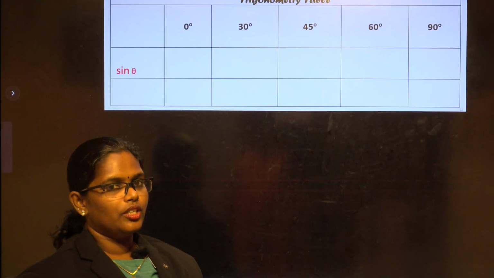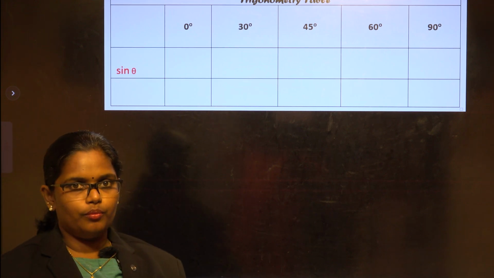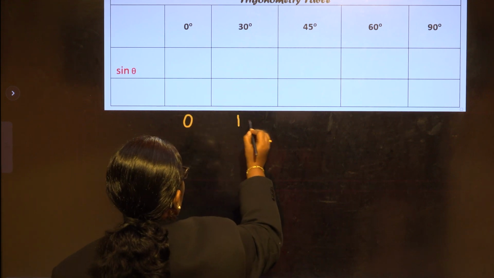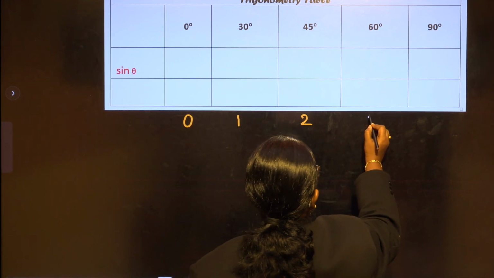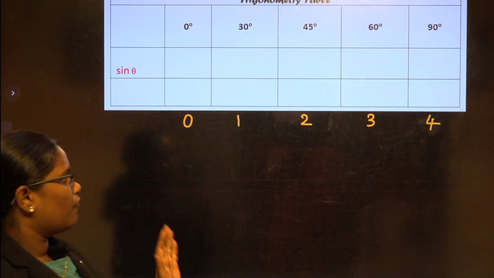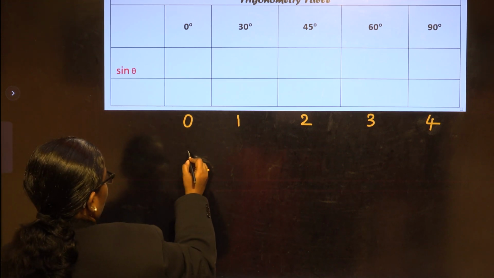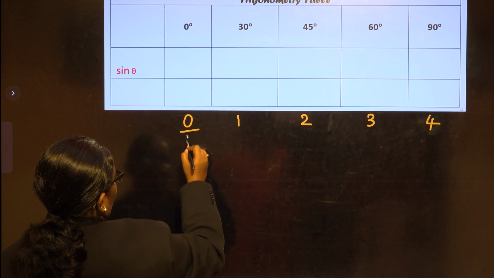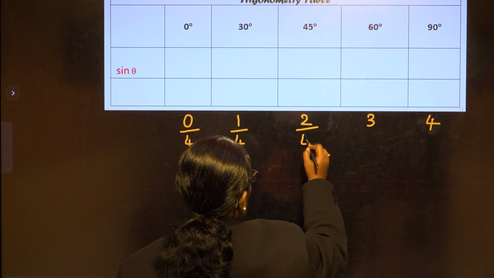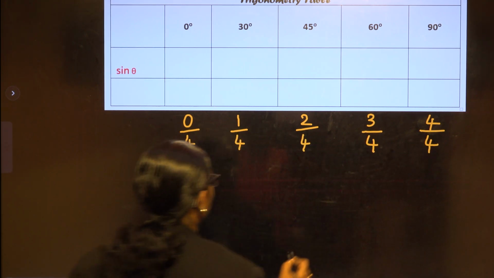Now we are going to derive the values for sine theta. For that we need to take values from 0 to 4: 0, 1, 2, 3 and 4. All these values have to be divided by 4 in the next step: 0 by 4, 1 by 4, 2 by 4, 3 by 4, 4 by 4.